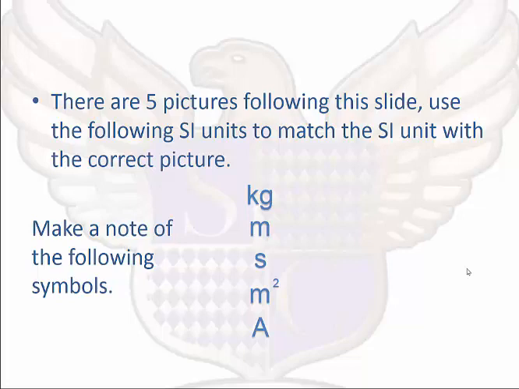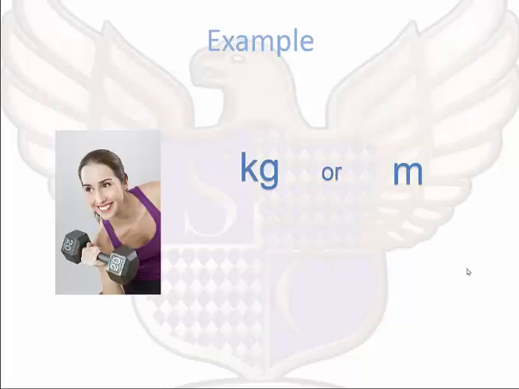Okay, so let's put this into practice. The following is an example. The photo that we have here, is it representing kg or m? Kg stands for kilogram, and m stands for meter. So the lady holding the weight in her hand represents approximately 20 kilos. The next activities will be similar to this format, where you will be shown a picture and you have to decide which one of the five SI units apply.